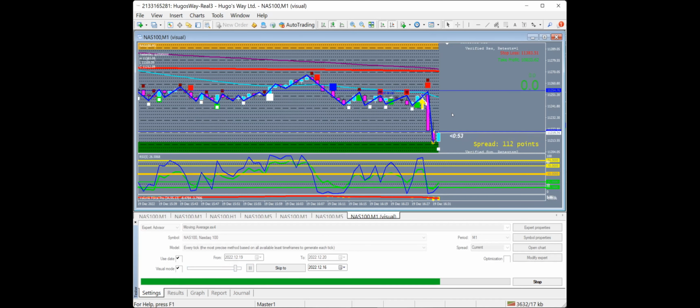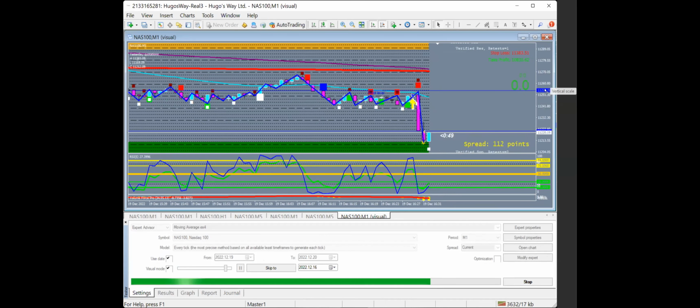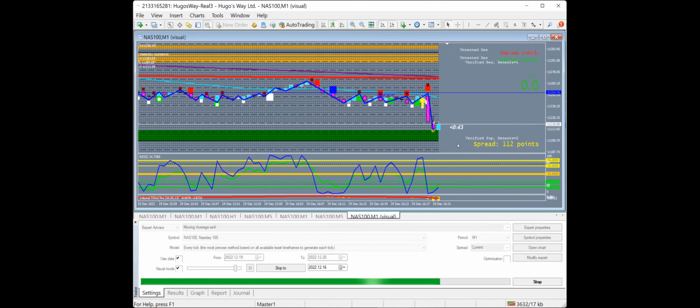So you guys see here, we have a pullback. This is a pullback up in the opposite direction. Again, you'll learn about how to trade those in the advanced section. But right now we're going to talk about just trading with the trend and our boxes.